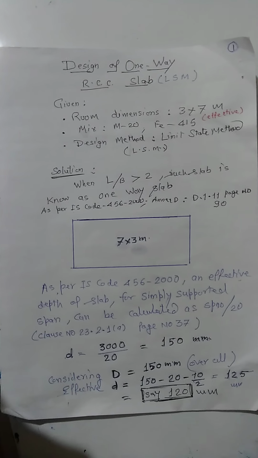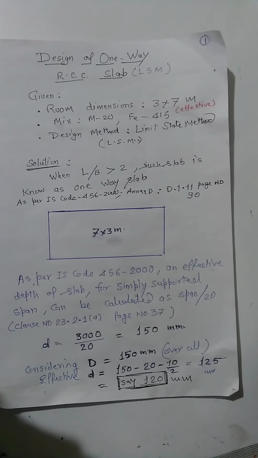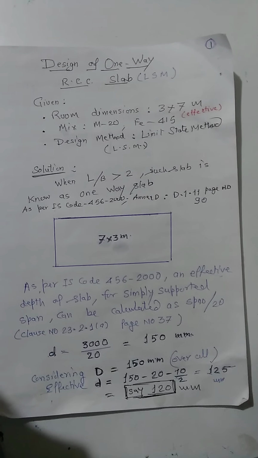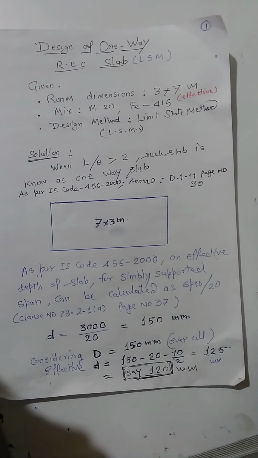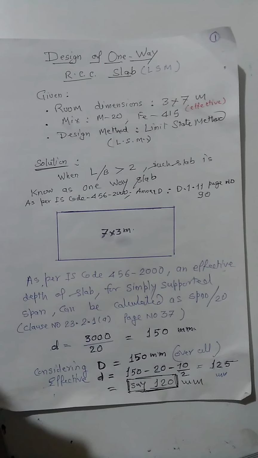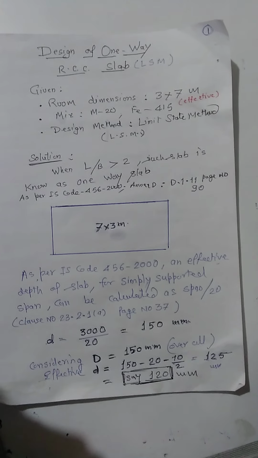In this lecture, today we are going to design a one-way RCC slab. What are the parameters given? Room size, effective dimensions are given as 3 by 7 meters, M20, Fe415, and the design method is by limit state method only.